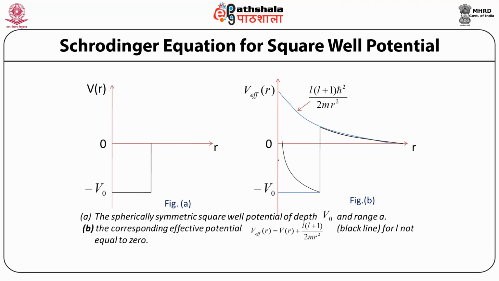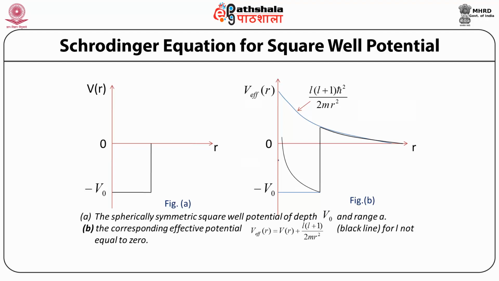In this slide, we have shown two figures. In figure A, there is a spherically symmetric square well potential of depth V0 and range a. On the y-axis, we have plotted V(r). On the x-axis is the radial distance r. You can see this is a square well kind of potential which goes down to minus V0 up to a distance a, where r equals a. This is the same as the square well potential we have learned in case of one-dimensional square well potential.